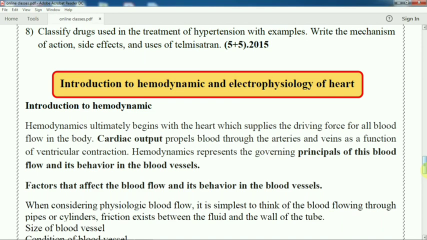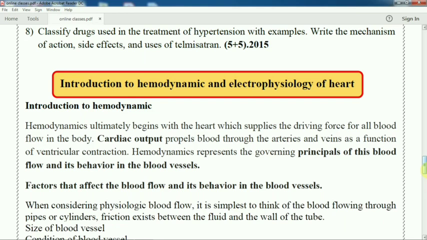Cardiac output propels the blood through the arteries. What is cardiac output? We have also studied it in anatomy. So this is the introduction to the hemodynamic part and the electrophysiology of the heart. It is totally based on anatomy, so first you recall the anatomy part.